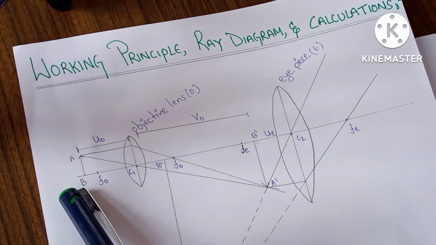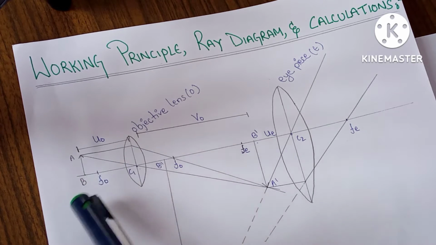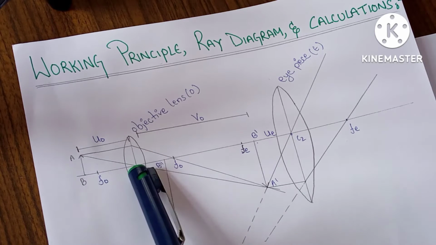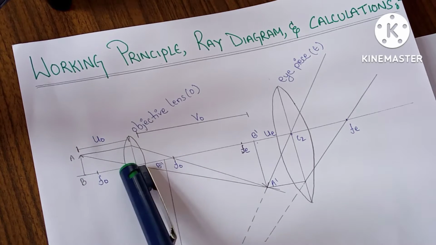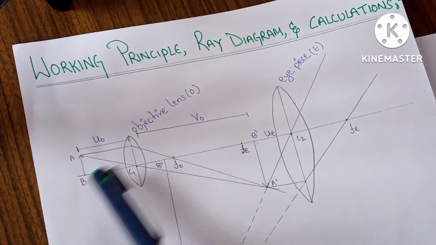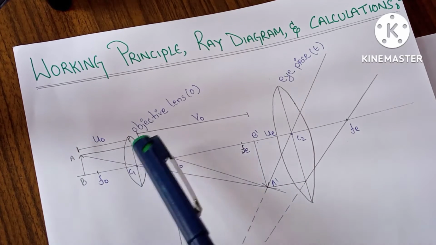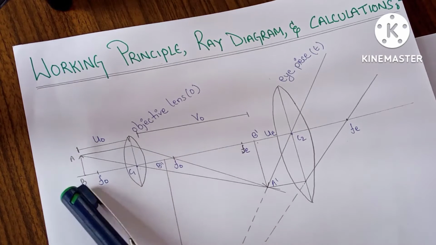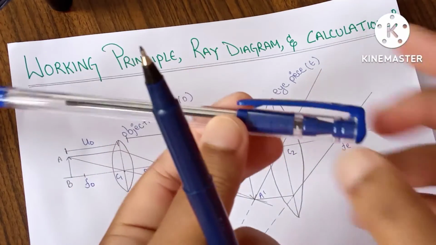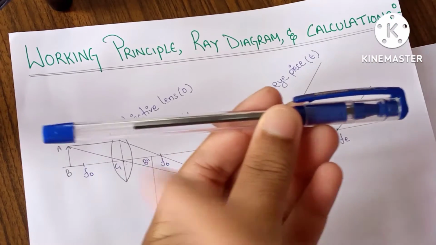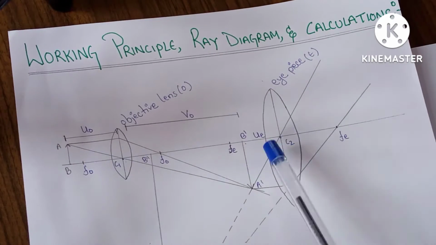And now this is the object. AB is an object which we want to magnify and see through this microscope, and this lens is very close to this object. This is the reason why we call this lens the objective lens: because the object is very close to this lens. So suppose this is the pipe, where one lens is kept here and another one is kept here. This is one lens and this is the other lens.